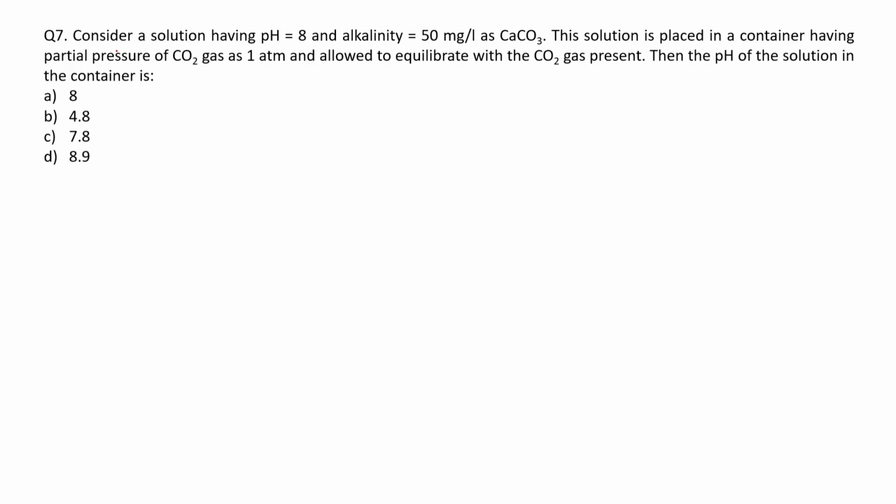Consider a solution having pH 8 and alkalinity as 50 milligrams per liter as CaCO3. This solution is placed in a container having partial pressure of CO2 gas as 1 atm and allowed to equilibrate with the CO2 gas present. Then the pH of the solution in the container is.